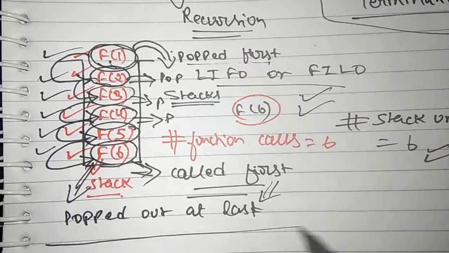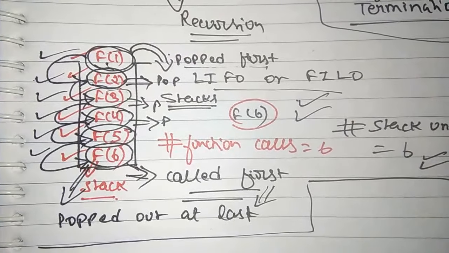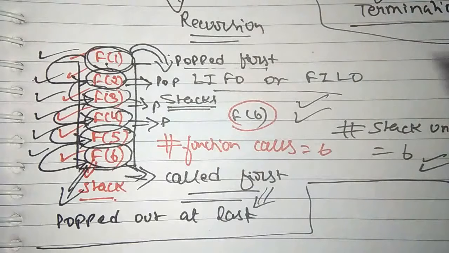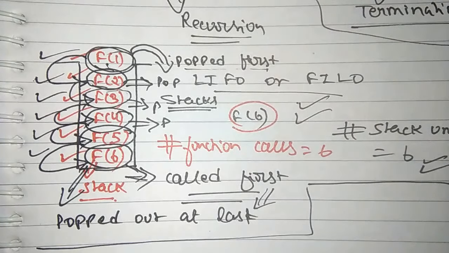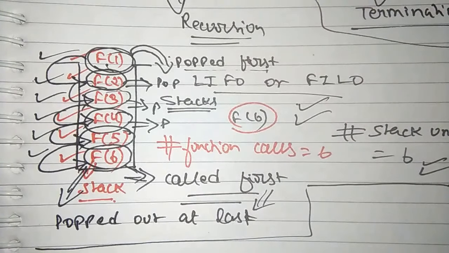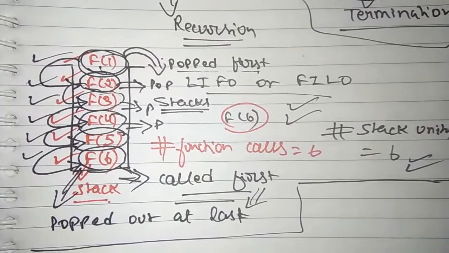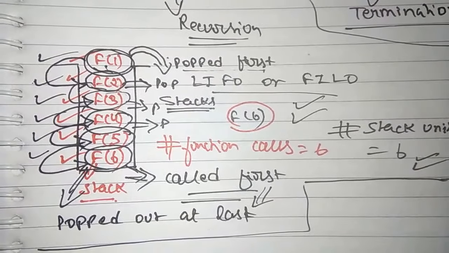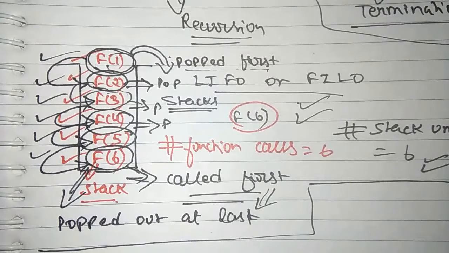This is the whole concept of recursion. The basic definition: recursion means calling the function again and again to solve a particular problem. And all the recursive function calls are stored in the stack, and the stack follows the last in first out order, or first in last out order.